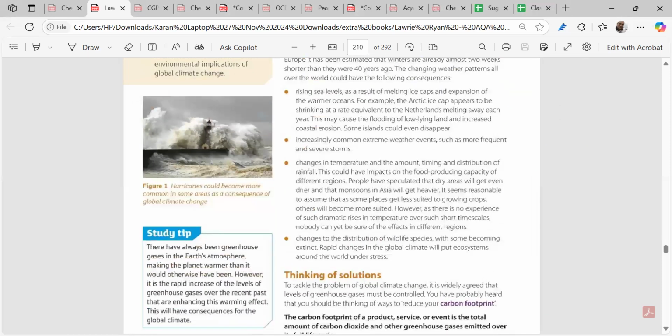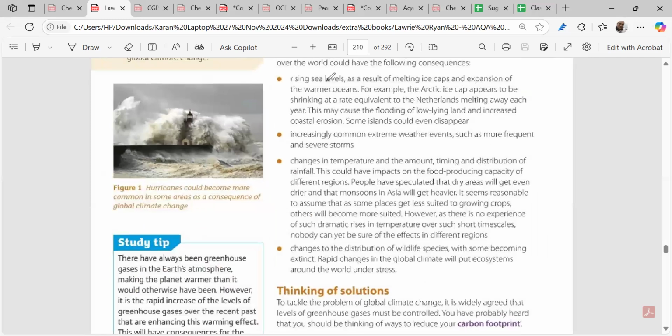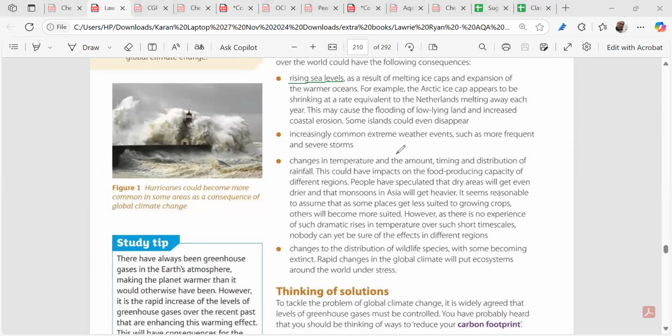I'll be taking a break sometime. Rising sea levels. Extreme weather events. You might have seen some weeks back, in some country, I don't know, Spain or Germany or France, there was a flood. This is due to extreme weather events, due to global warming.